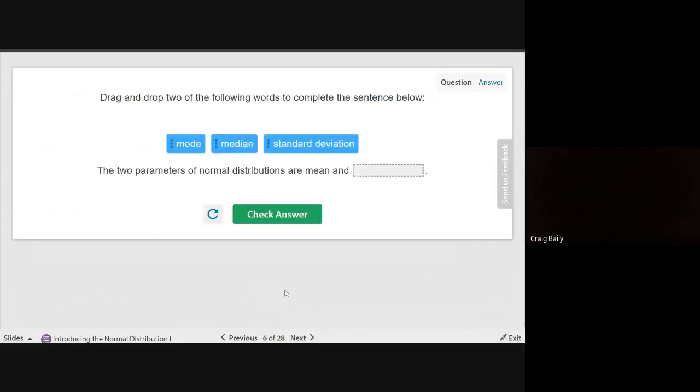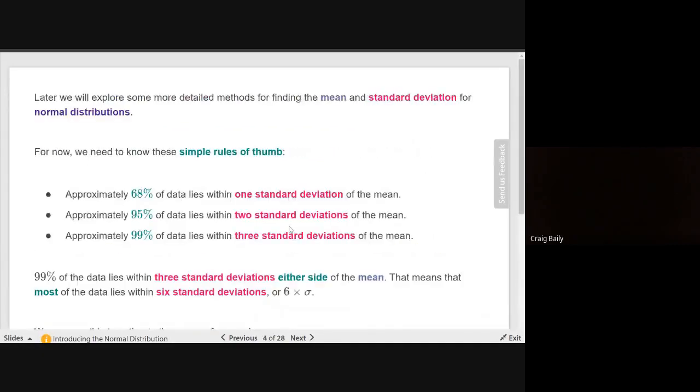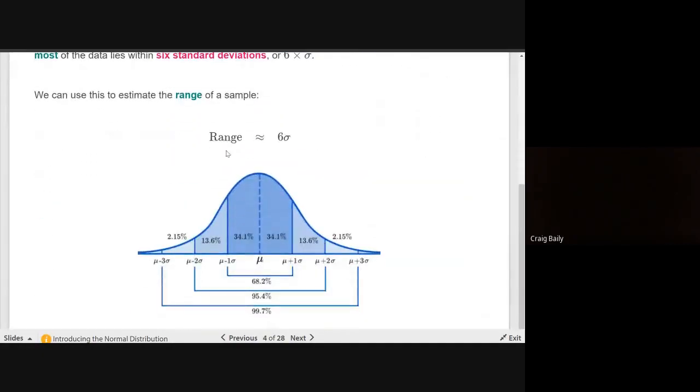And I wanted to point out, there it is. The range of all the data is approximately 6 sigma, or 6 standard deviations. There's 3 below the mean, there's 3 above. So the range of your normal distribution is approximately, squiggly equal sign, 6 sigma, or 6 standard deviations. So important. Get that in your notes. Commit it to memory. If you're not sure what the letters mean, please do ask.